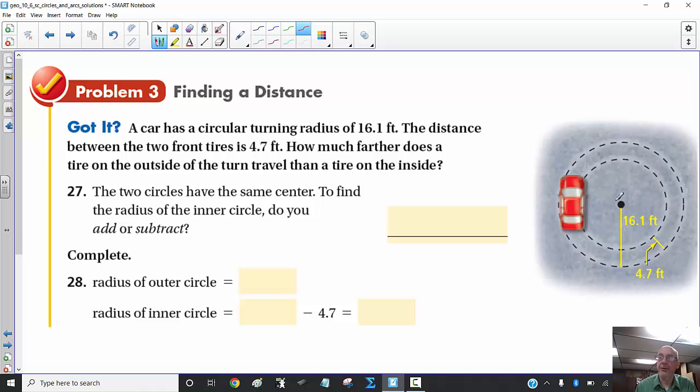So going from here to here, that answer, here, they got it here. The radius of the outer circle is 16.1. And so you take 16.1 minus this difference, and it's going to give you 11.4. So this distance here is 11.4, from here to here.